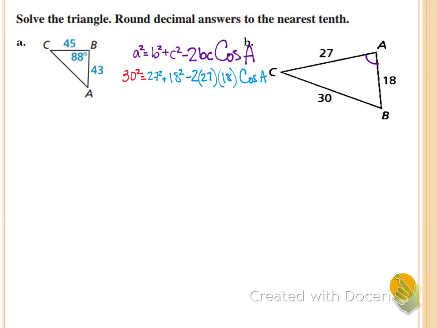So this is the one you can't type in all at once. What is 30 squared? 900. You can type in 27 squared plus 18 squared. So what do we get? 1,053. Sounds good. And then minus 2 times 27 times 18. What do we get? Negative 972. And then we don't know angle A, so we're finding cosine of A.